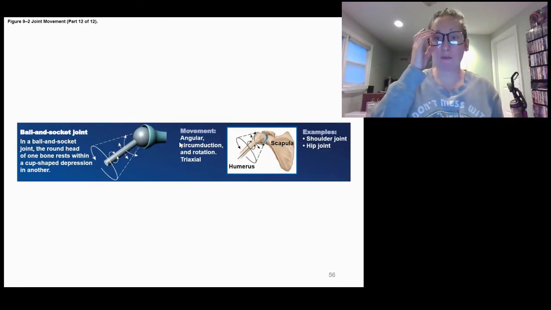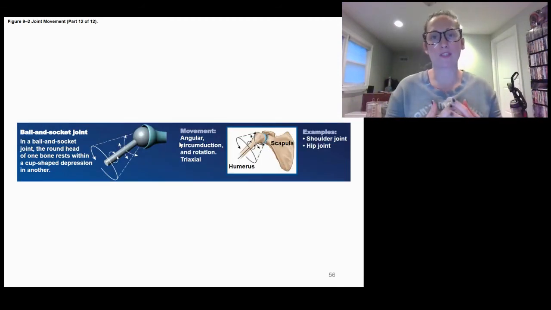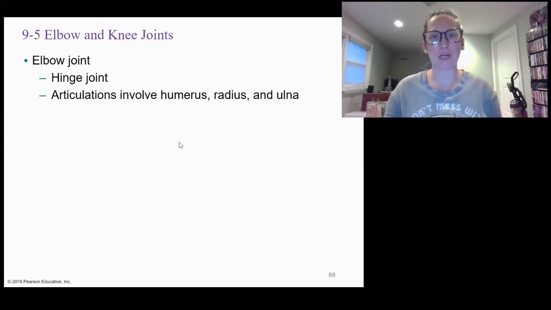And then lastly, you have the ball and socket, which comprise our shoulder and our hip. That is where we get, as you can see, all the rotation, all the circumduction, all the angular movements. That's our triaxial joint. Obviously, the shoulder is a little bit more freely movable than our hip.